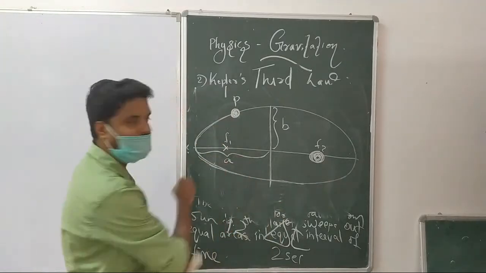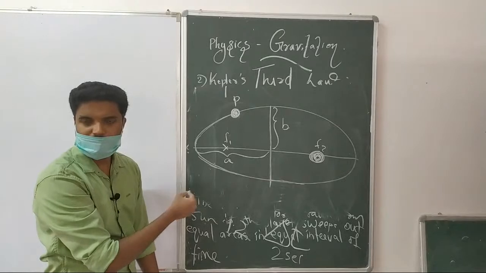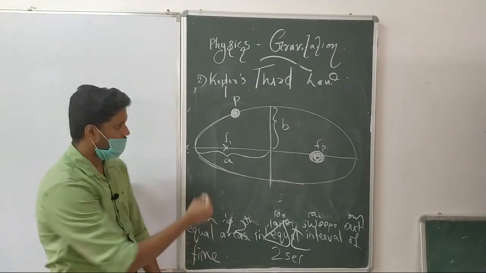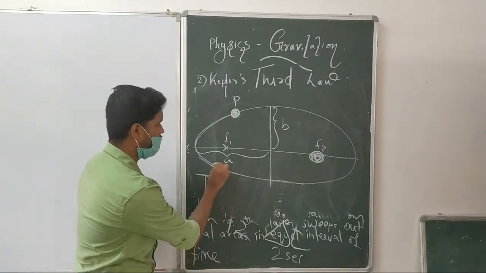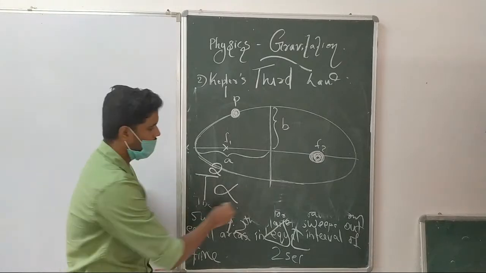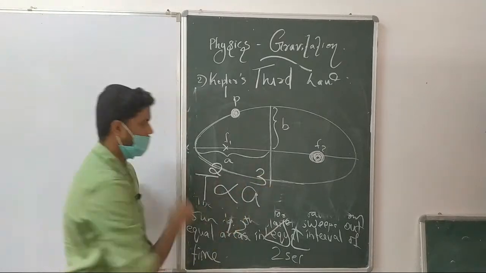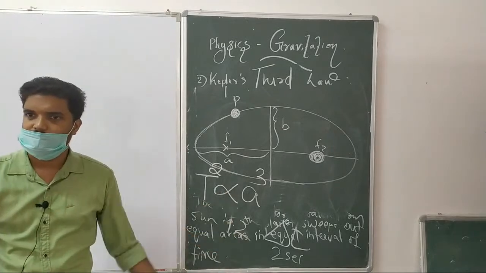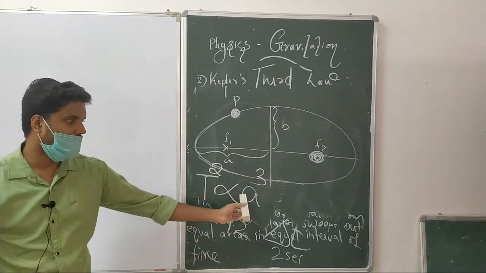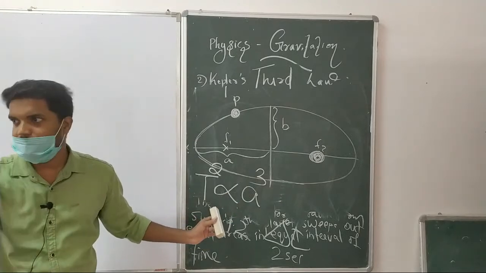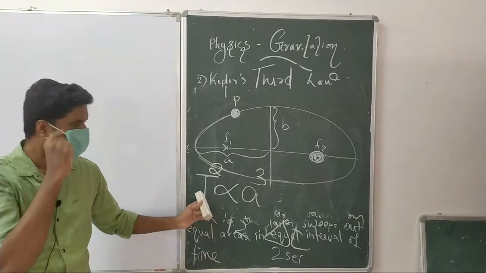So there should be a time period. Time period means the time required to complete one revolution. The square of the time period is directly proportional to a cube. Can you state this law by this mathematical expression? T square proportional to a cube. I told you what T is: the time period of revolution, the time required to complete one revolution.